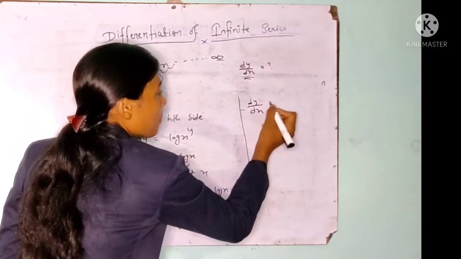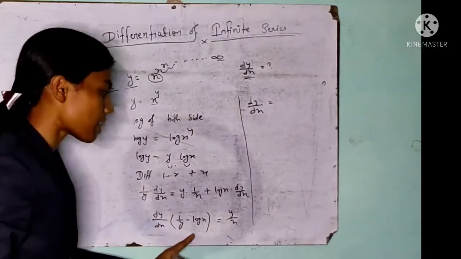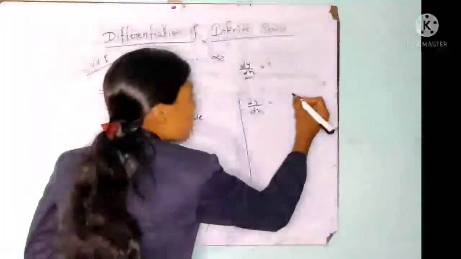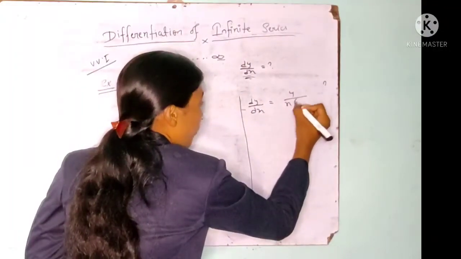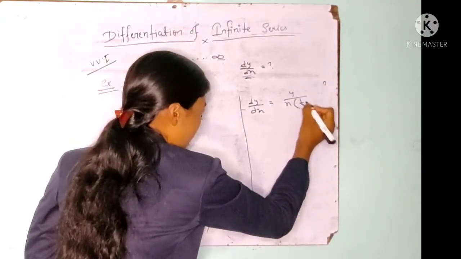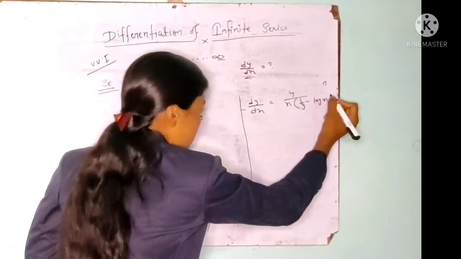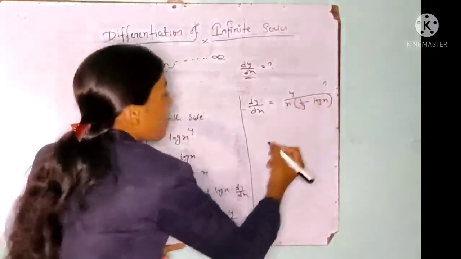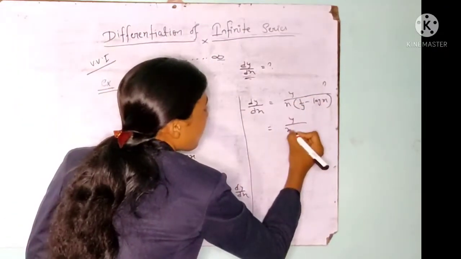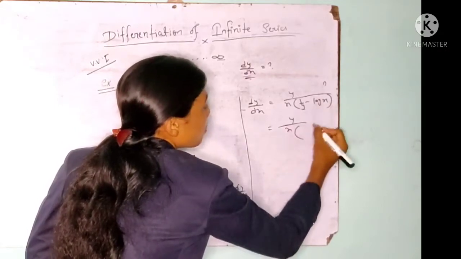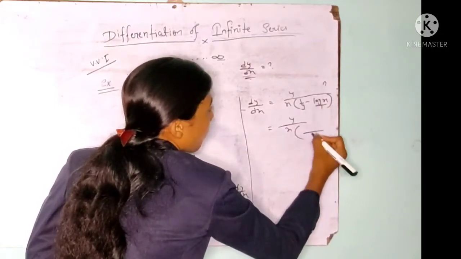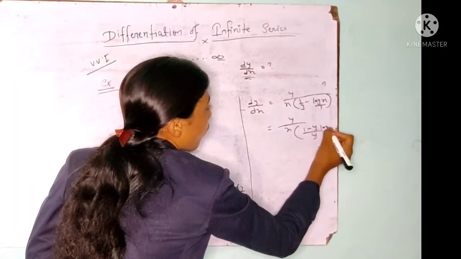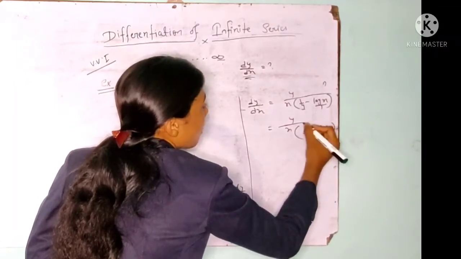dy by dx, if we stop, what happened? This is multiplication, that side goes should be getting division. So 1 by x into 1 by (1 minus log of x). Now see, just separate this function, y divided by x into this y, should take LCM. What happened? y by (1 minus y log x).